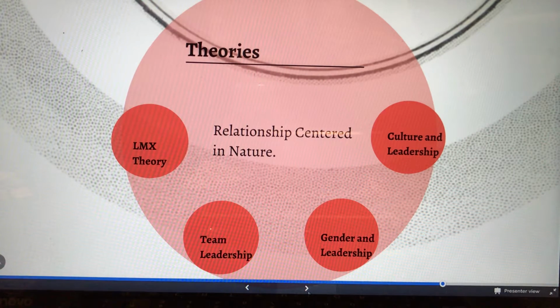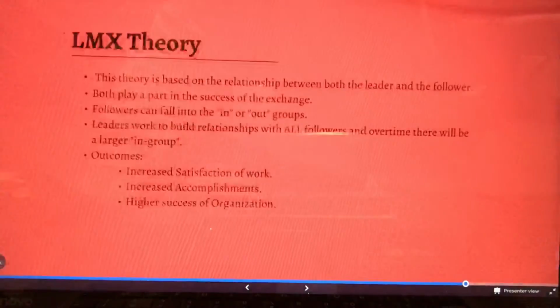All of these factors are really important issues to be aware of as a leader, because relationships are the basis. And many organizations are moving to working in teams, gender and culture, but our companies are becoming more and more diverse, and it's only going to continue to grow. So really understanding these issues and understanding how to include all of your members is really important, which is why I really liked the LMX theory.